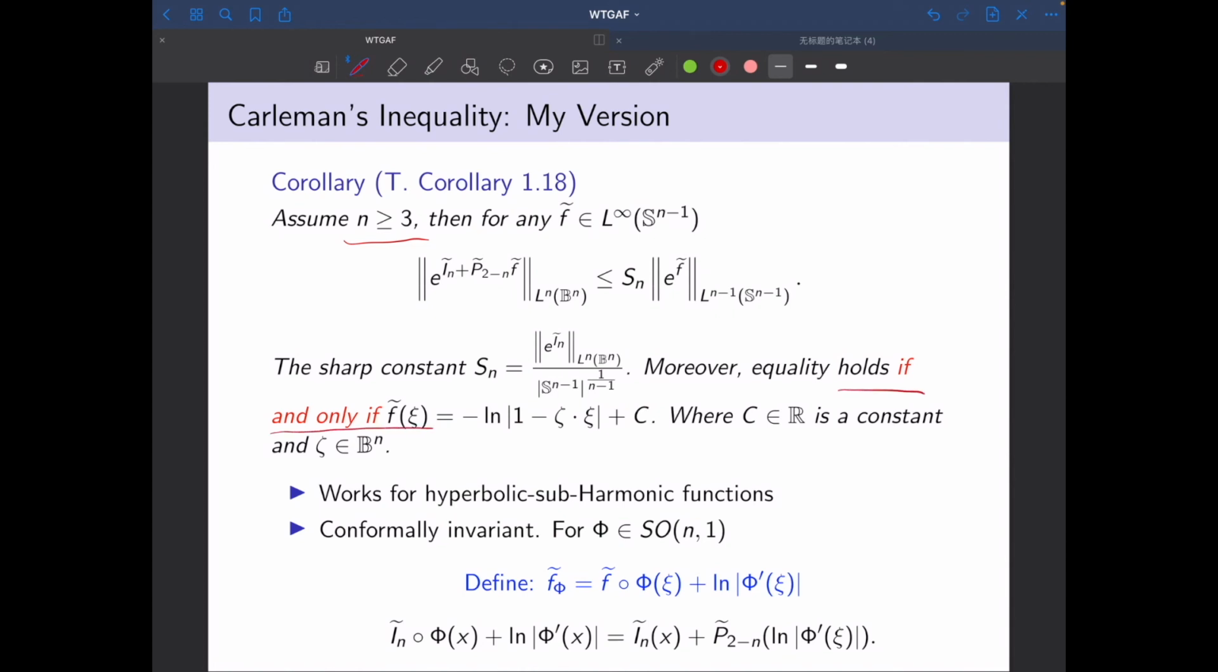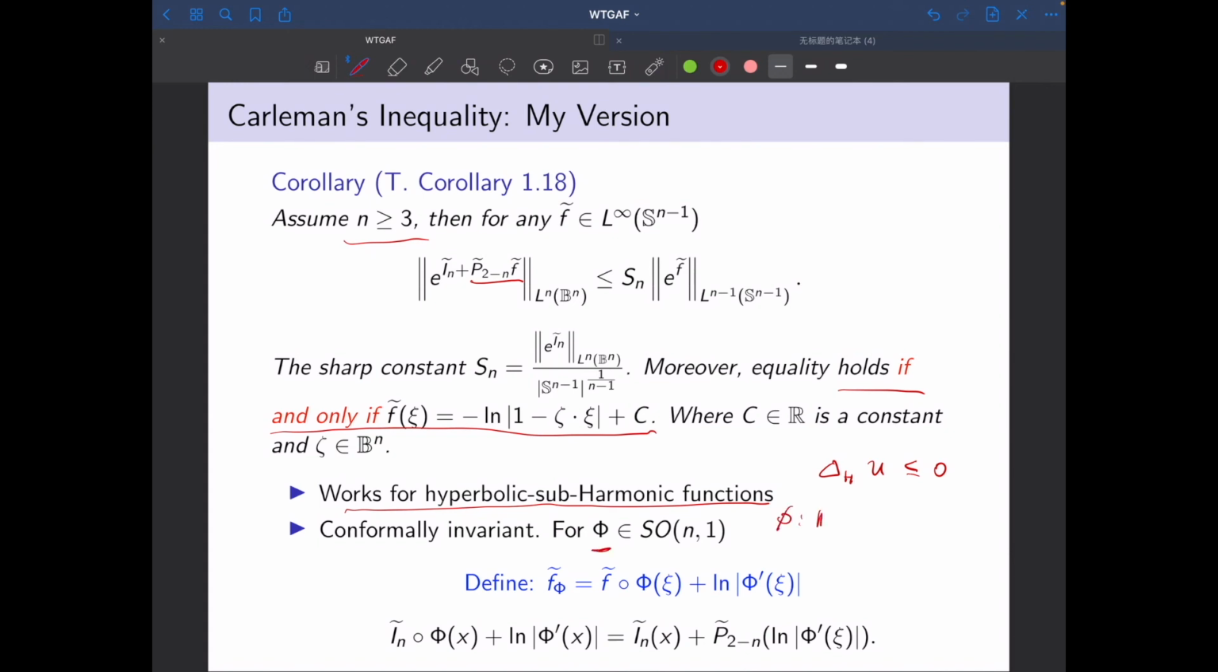I know that all the extremal functions must look like this, and since here it concerns the hyperbolic harmonic extension of functions, and in hyperbolic space you still have maximum principle, so this inequality will also work for hyperbolic subharmonic functions, which is functions such that you use the hyperbolic Laplacian to act on it, you get less than or equal to 0.